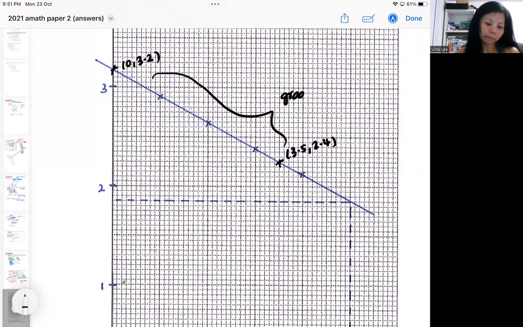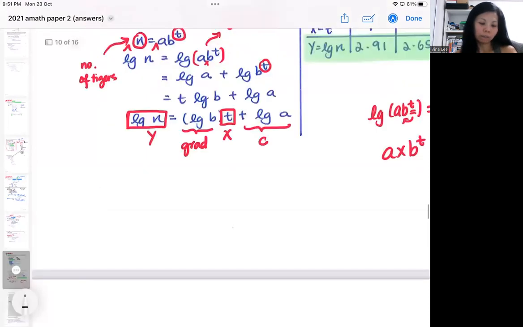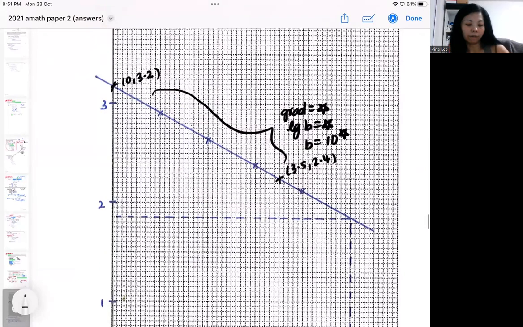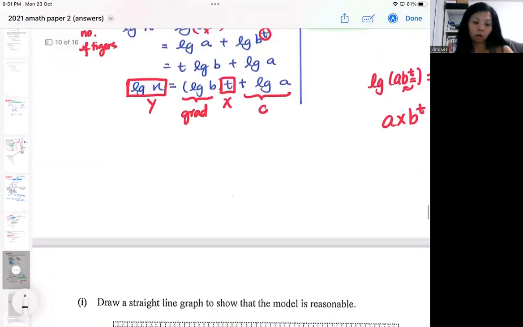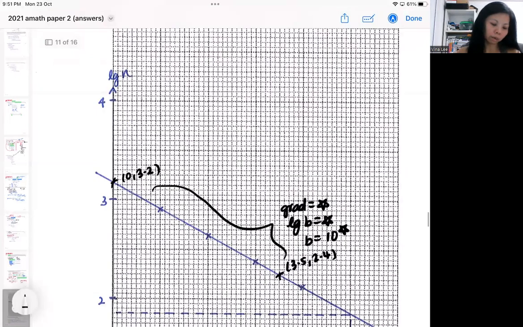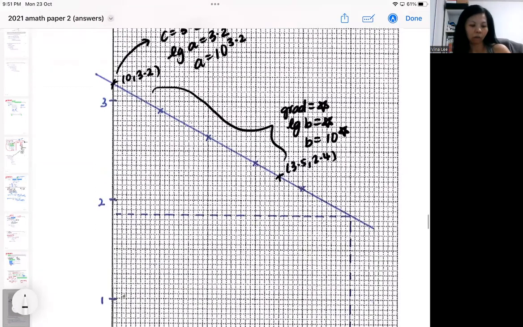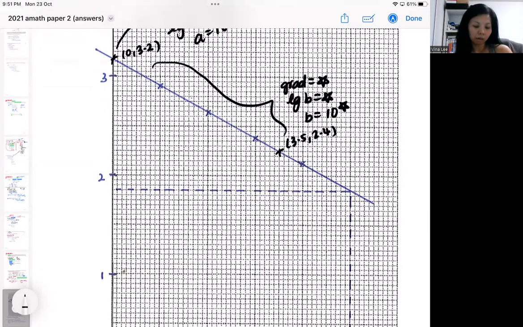Calculate the gradient, and whatever your gradient is, that will be your LGB. And then B will be 10 to the power of whatever number that you have. And similarly, LGA will be the intercept. So the intercept is 3.2, so LGA will be 3.2. A will be 10 to the power 3.2. So if the question requires you to find A and B, that's how you find it. But in this question, it's not asked, so I don't need to find the value of A and B.